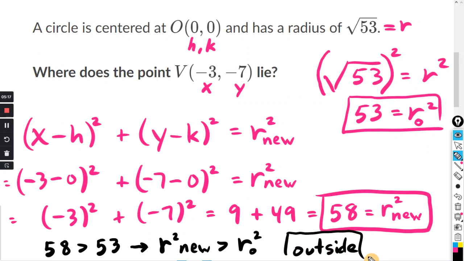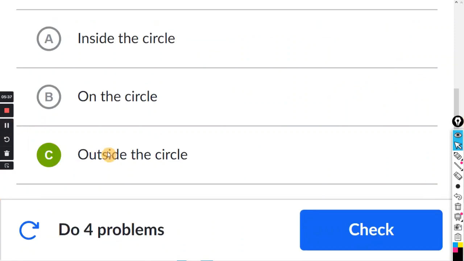Okay, so the main thing is just follow the steps. You find r squared. You use the circle equation to plug in the points for the center and the point that's on a new circle, basically. And if it's greater than, it's going to be outside the circle. So that is answer C.